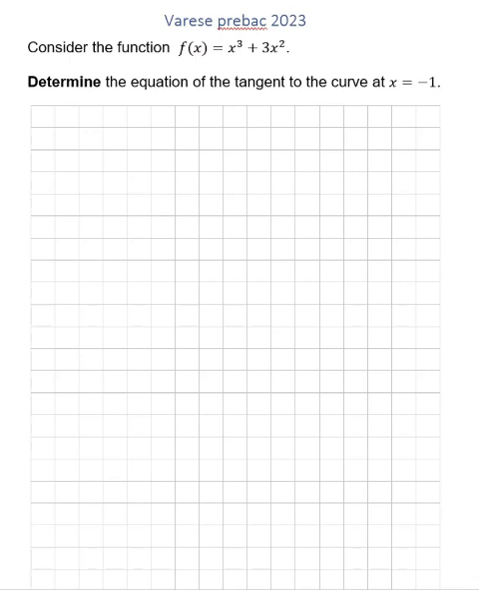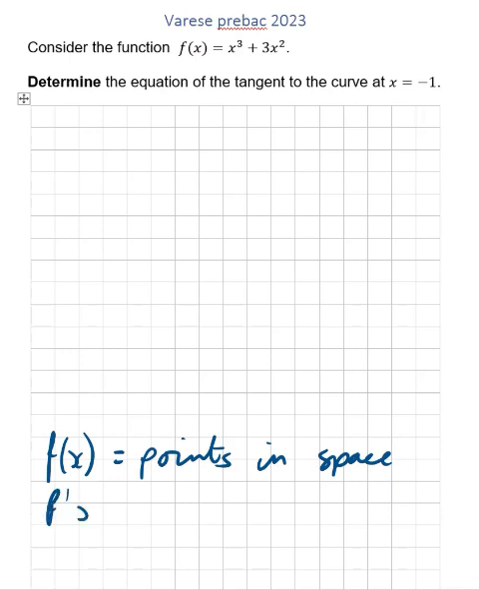Look, f of x gives me points in space. Points in space, what does that mean? Points in space just means it locates this function, or it locates the drawing where it gets drawn, where I'll see it on the page in front of me. And f prime of x, which is the first derivative, gives me the slope of the tangent at any point.